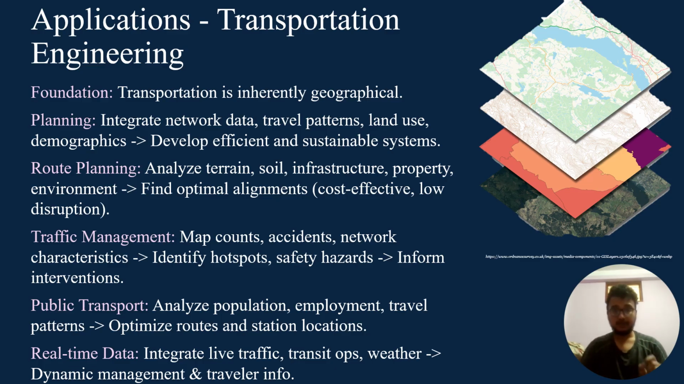In route planning, GIS analyzes multiple factors simultaneously to identify the optimal alignments. Say for a new highway, GIS might evaluate terrain, soil condition, existing infrastructure, property boundaries, and environmental sensitivities to determine the most cost-effective and least disruptive route.